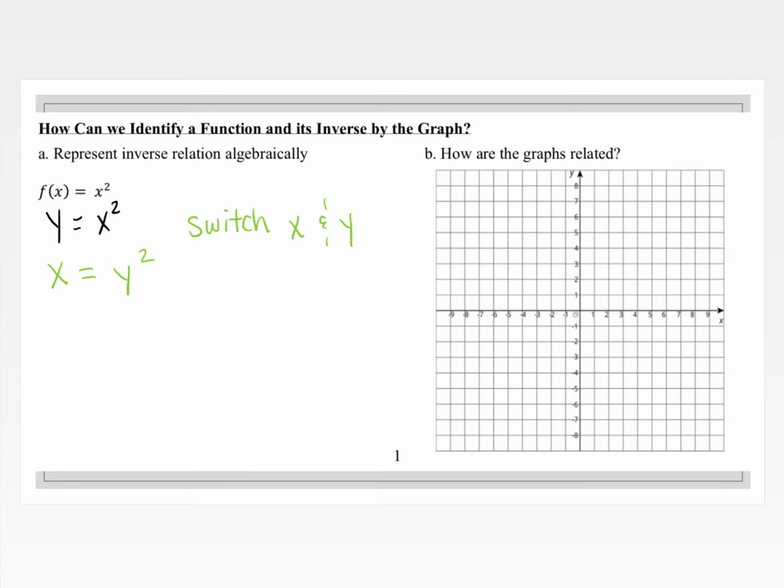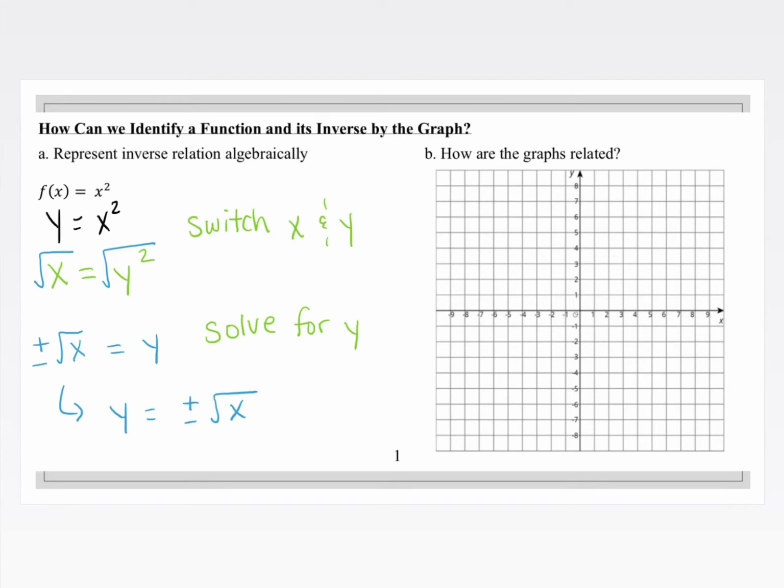Now we're going to solve for y. In doing this, we're going to take the square root of both sides and we'll get plus or minus the square root of x equals y. Or if we want to rewrite it, y equals plus or minus the square root of x. There we go. Now in part B, we're going to look how are these graphs actually related.